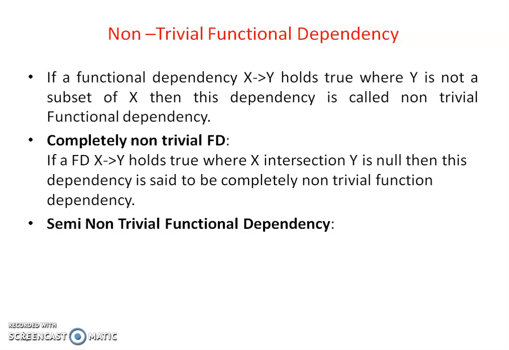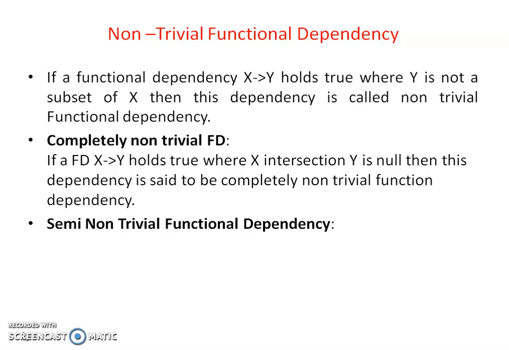Now next we discuss non-trivial functional dependency. It is the inverse of trivial dependency. A functional dependency is said to be non-trivial if none of the attributes of the right hand side are part of the left hand side attributes. A functional dependency of the form A determines B is non-trivial if the values in B are not present in A, that is, B is not a subset of A. Non-trivial functional dependency can be categorized into two types: complete non-trivial functional dependency and semi non-trivial functional dependency.